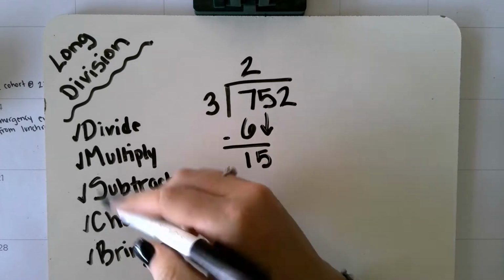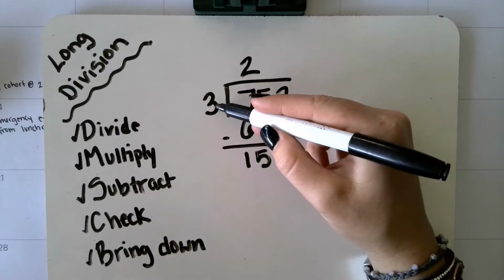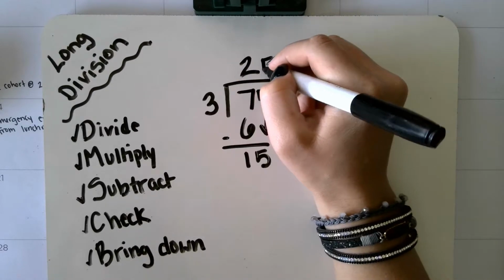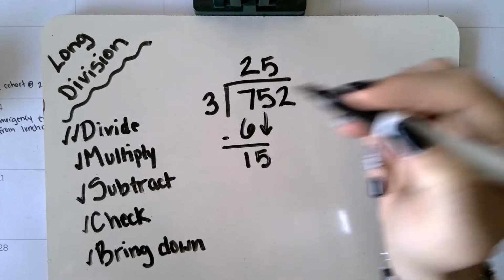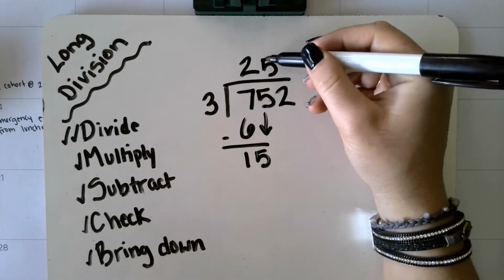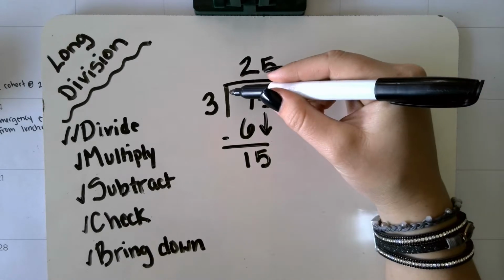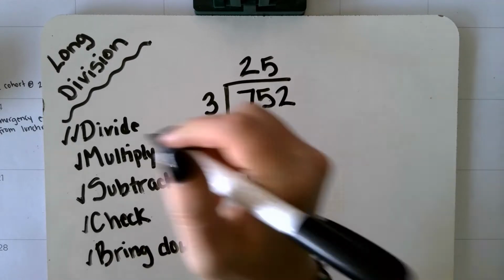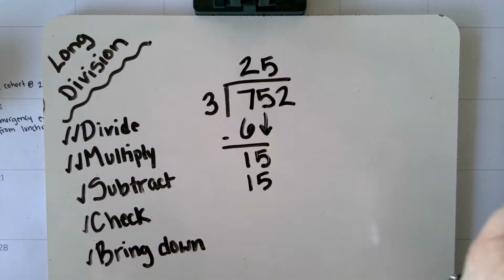So then we're going to repeat our steps and divide. How many times can 3 go into 15? That's 5 times, so we're going to write a 5 at the top. Check off that step. Then we're going to multiply. The digit we just wrote, which was a 5, times our divisor, which is 3, equals 15. We're going to write it below the 15.